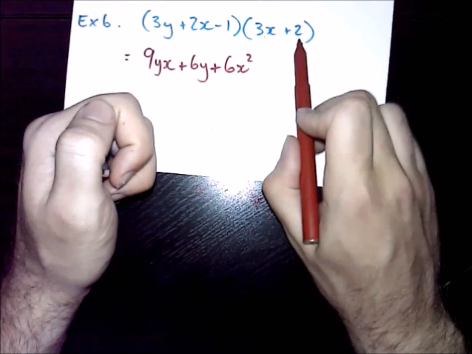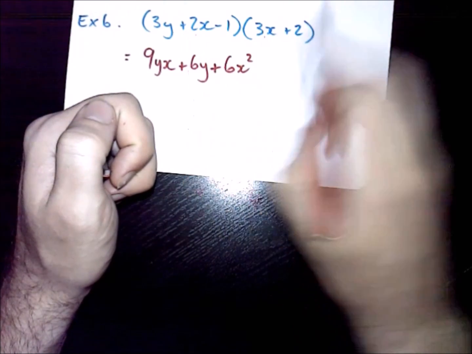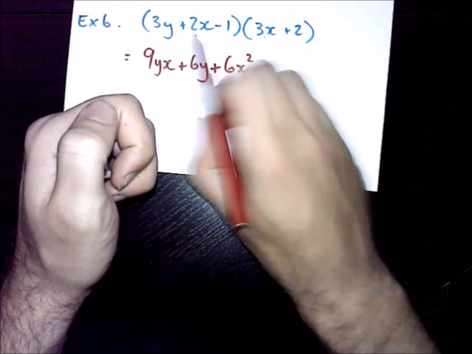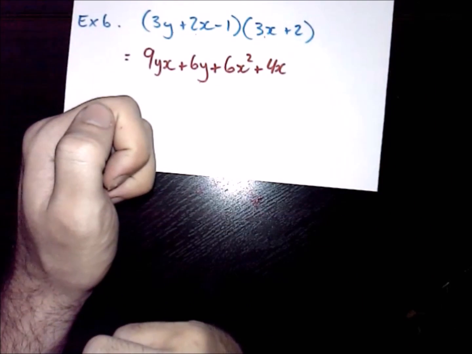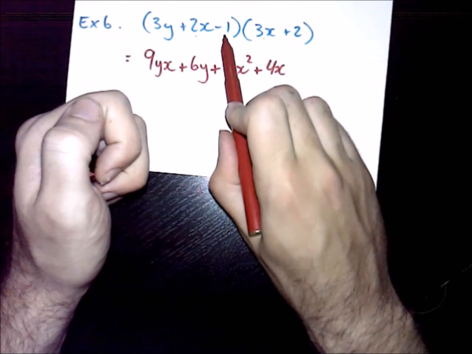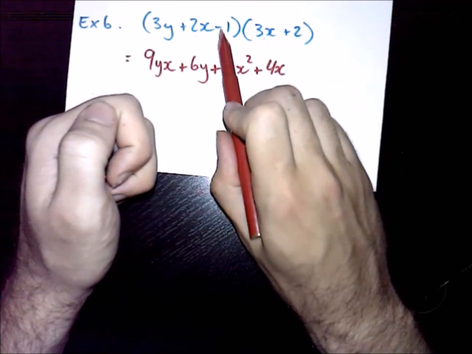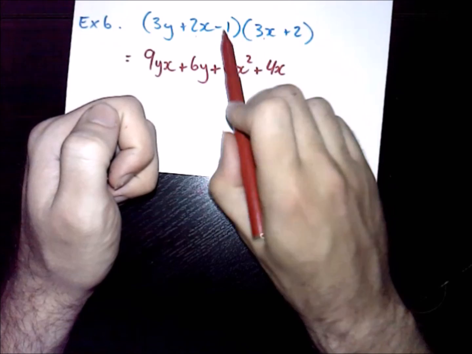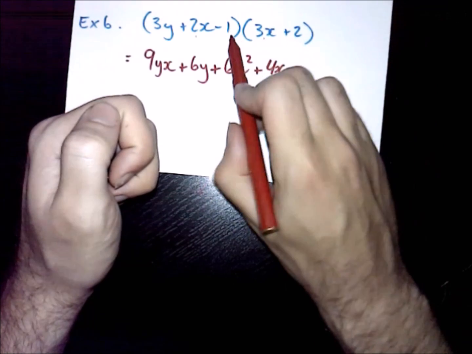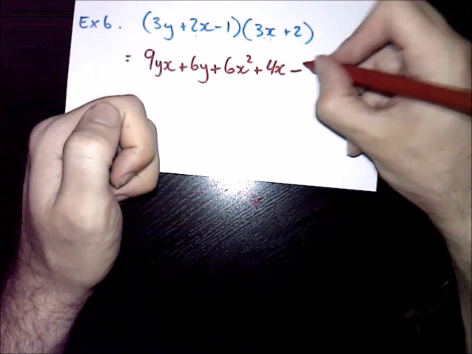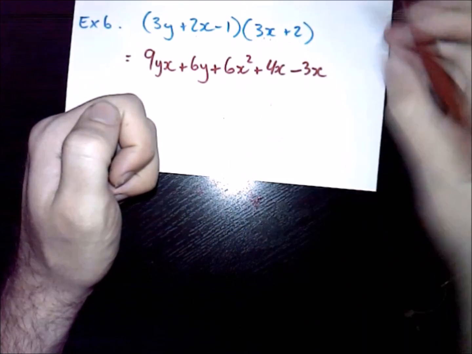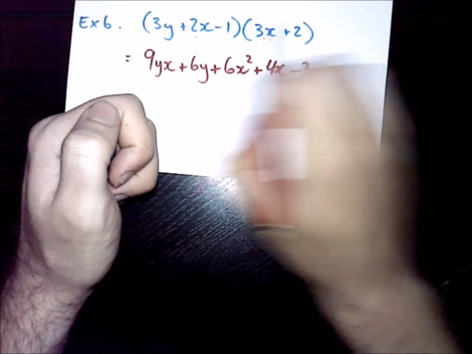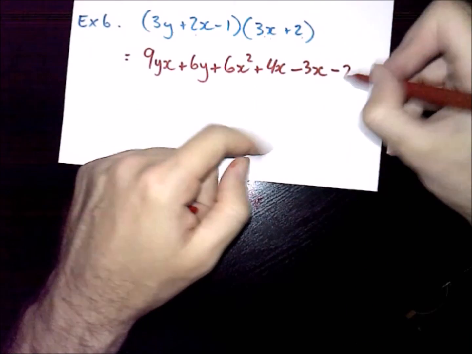Now we'll deal with this guy and this guy. So positive times a positive is positive, 2 times 2 is 4, and you still get your x from that guy. Now I can deal with the negative 1 and multiply it by both. So it's going to be negative 1 times 3x, so negative times positive is a negative, 1 times 3x is 3x, and that's done. So over here, negative times positive is negative, negative 1 times 2 is 2.